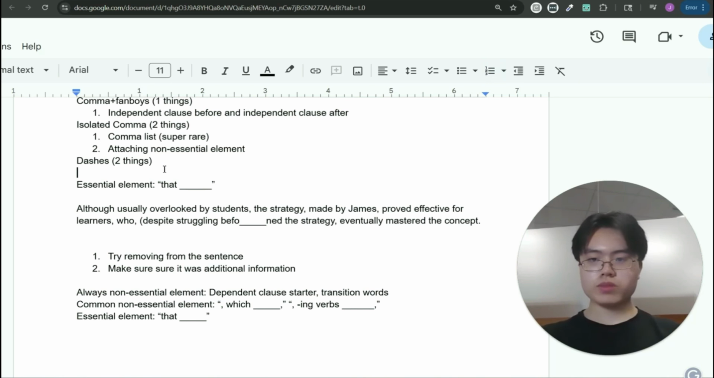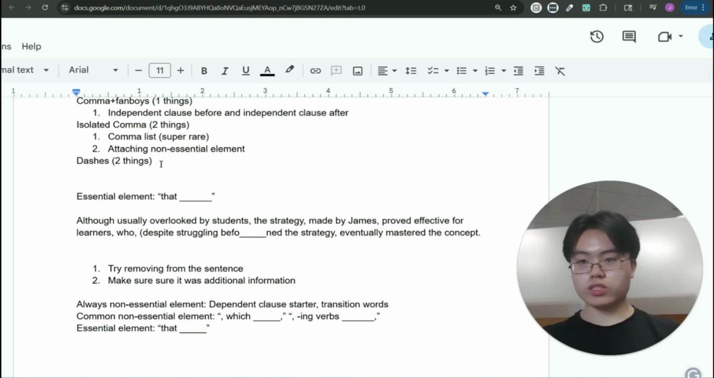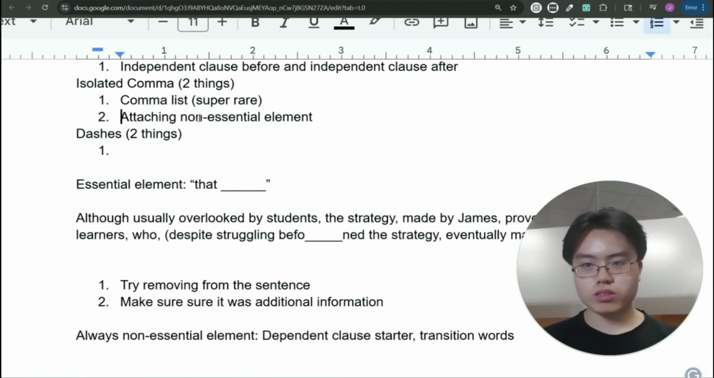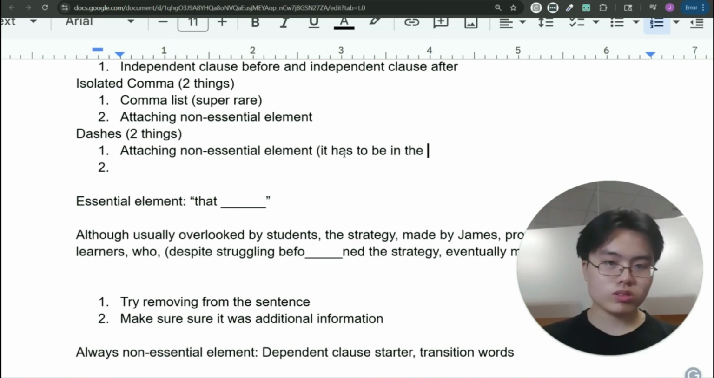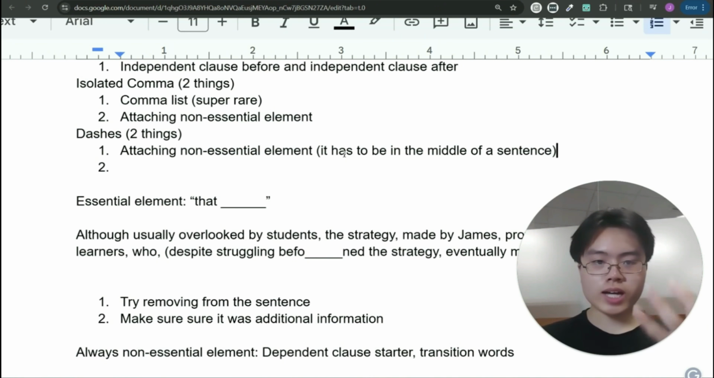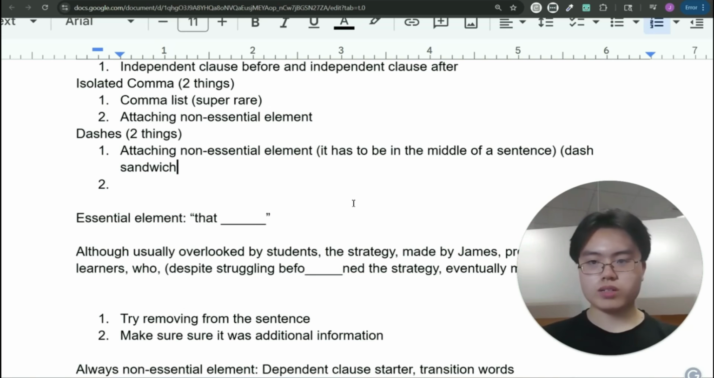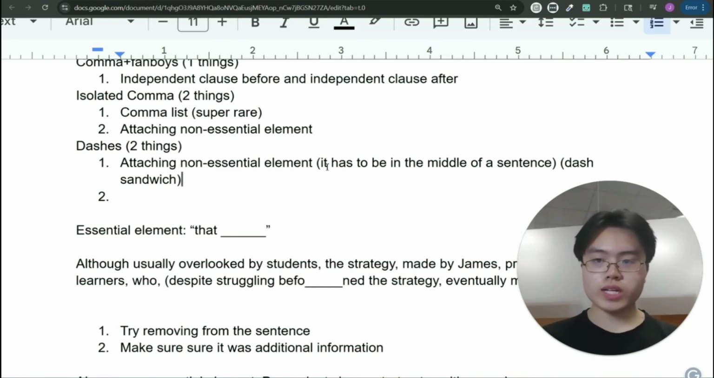Okay, so I'm going to go over dashes, which is very similar to parentheses. But actually, there's two things on the SAT. Okay, first thing is attaching a non-essential element, which is the exact same thing that an isolated comma does, at least the second thing an isolated comma does. Okay, the important thing about this, though, is it has to be in the middle of a sentence. So why is this important? Because the fact that it has to be only in the middle of a sentence means that there has to be an open and a closing dash. Like a dash has to be a dash sandwich. Yeah. That's important because it makes solving dashes much easier.